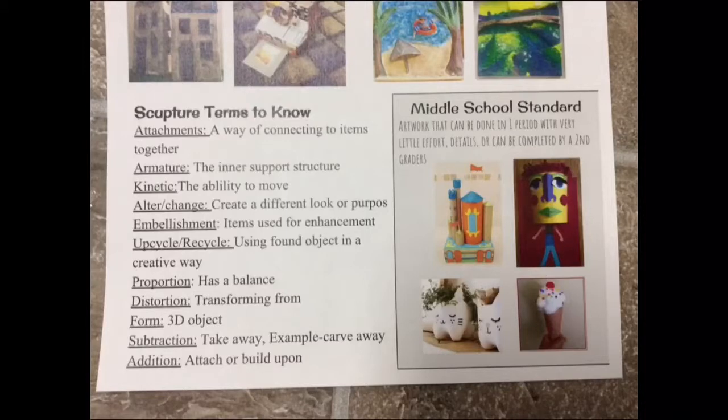Proportion basically means that it has balance. Distortion is the opposite. It's when it's not quite balanced and it's being transformed. Form is basically a 3D object. Subtraction is when you take away from something. If we were doing clay, or you were cutting out pieces from cardboard, that would be subtraction. Addition is when we're adding, and addition is probably going to be our main one that we do here.